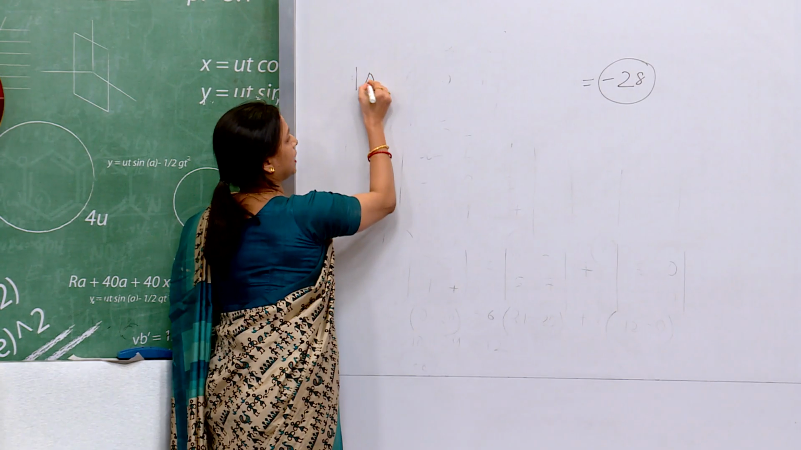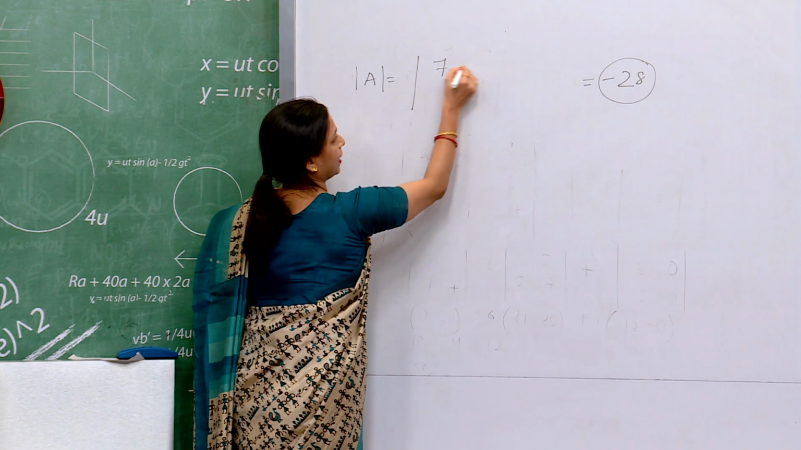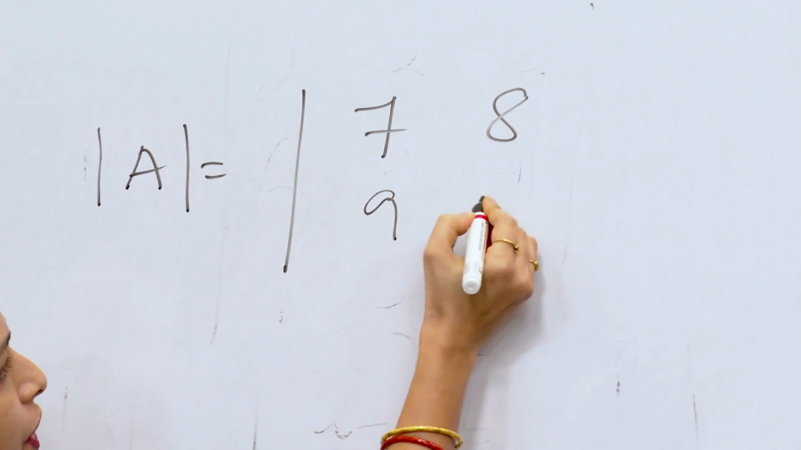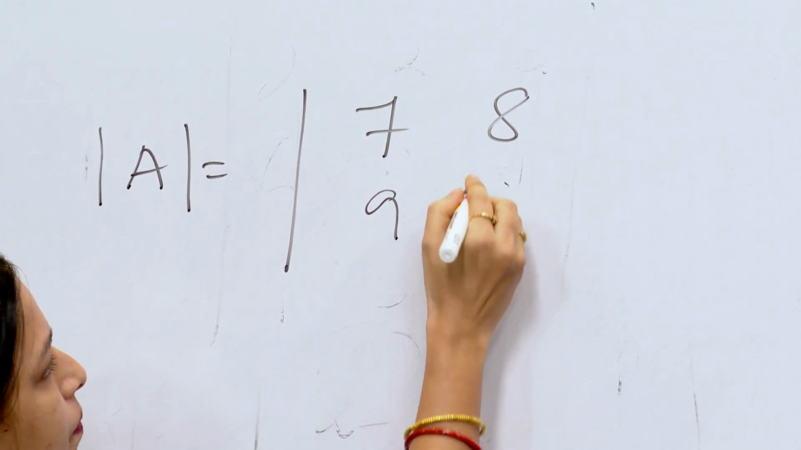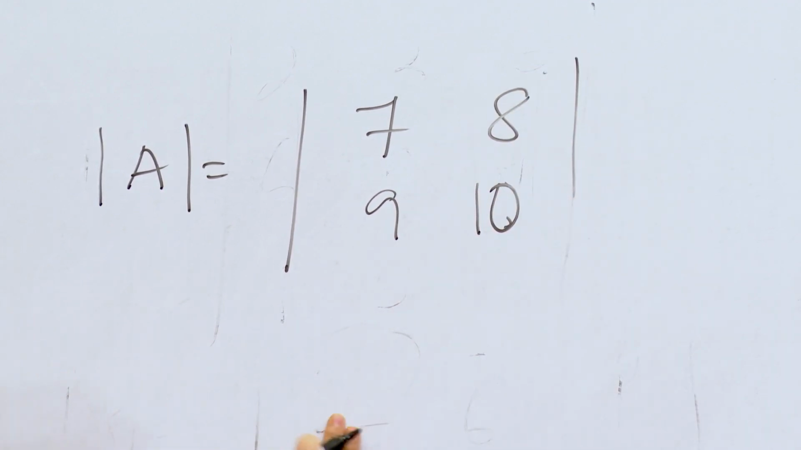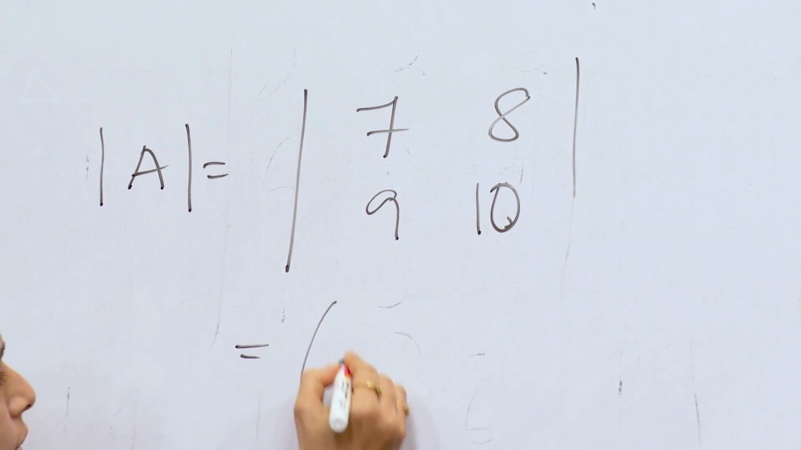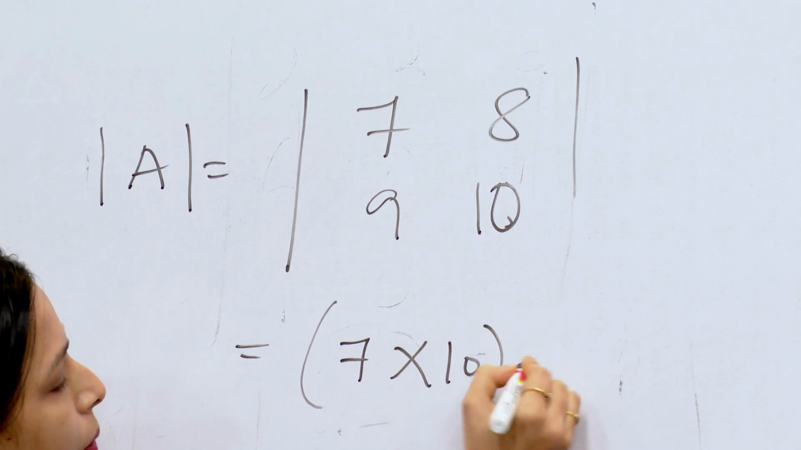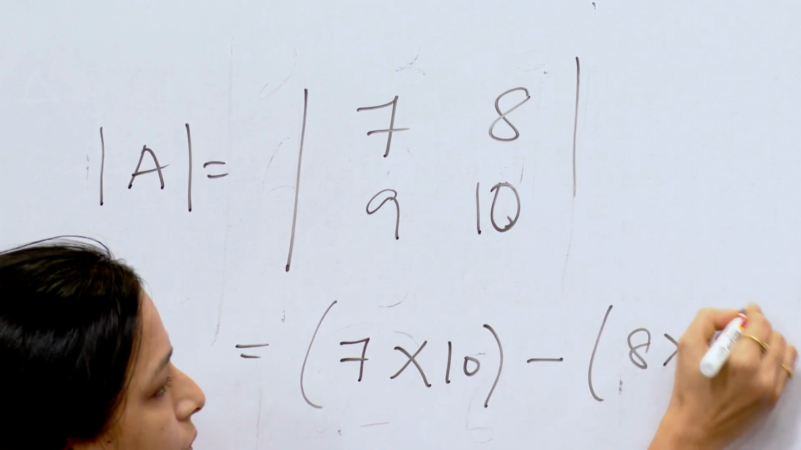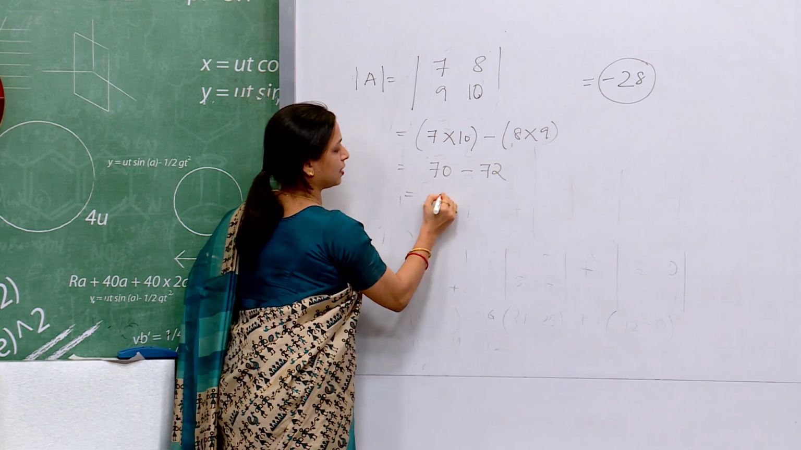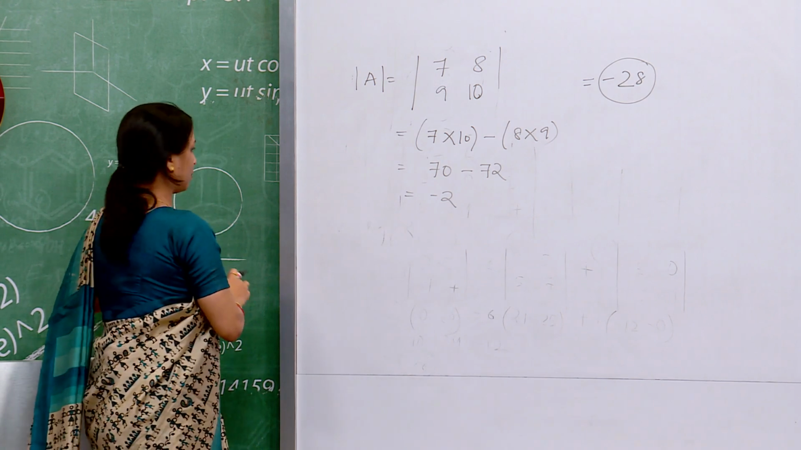Let me take the same example 7, 8, 9, 10. I am taking an order 2 determinant for simplification. How to find out the value of a second order determinant? We have already discussed 7 into 10 minus 8 into 9. So, that is 70 minus 72. The answer is minus 2, right.